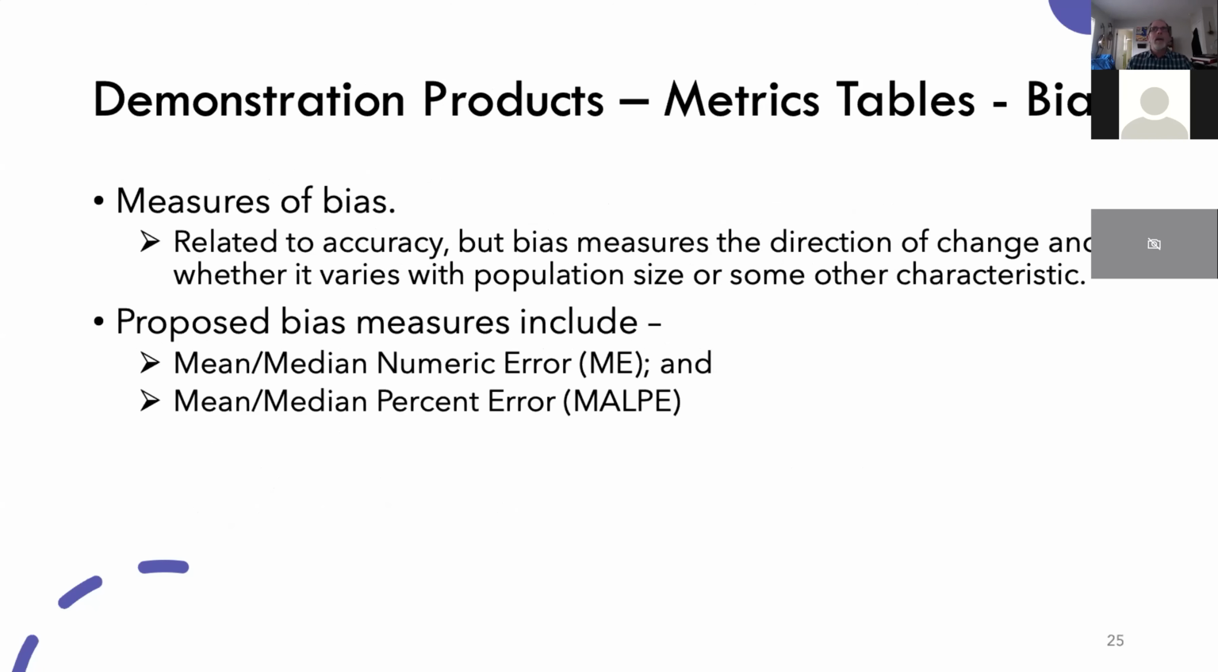Okay. They also have measurements of bias, and this is related to accuracy, but what this measures is the direction of change and whether it varies with population size or some other characteristic. Remember when we talked about post-processing, how it distorted the resulting statistics because it moved population from larger population centers to smaller population centers. Bias is one way of measuring that. So the proposed bias measures include median numeric error and median percent error, or what's called MALPI.